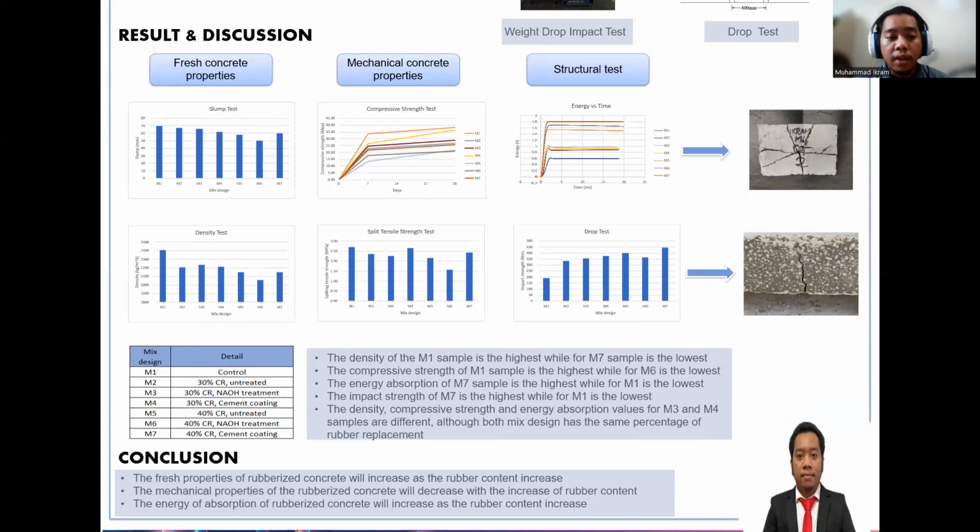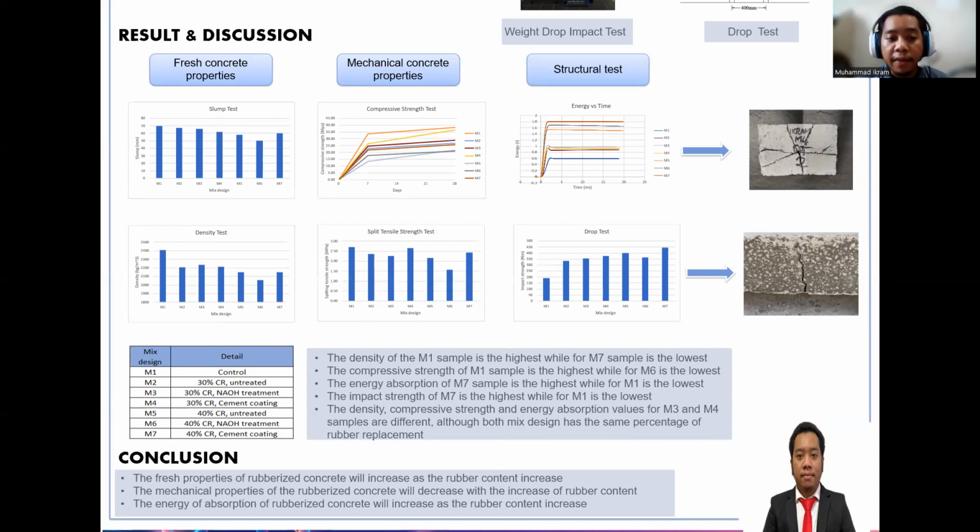Before I continue, I would like to emphasize the mix designs that I use for my research. For this research, I have 7 mix designs. M1 is the control mix design. M2, M3, and M4 have the same rubber content, which is 30%, with different treatments. For M2, the untreated rubber. For M3, rubber with NaOH treatment. For M4, rubber with cement coating treatment.